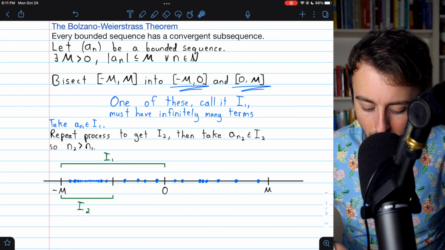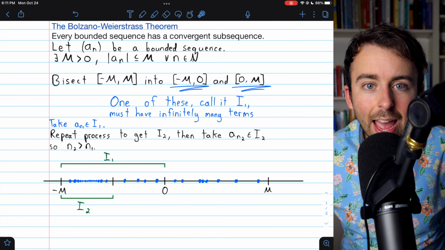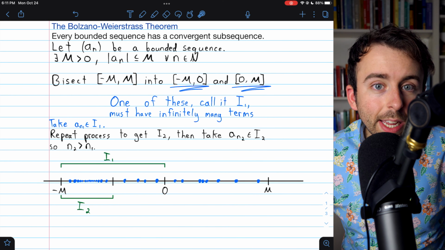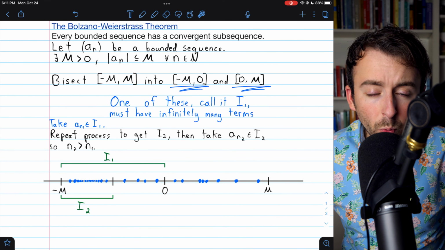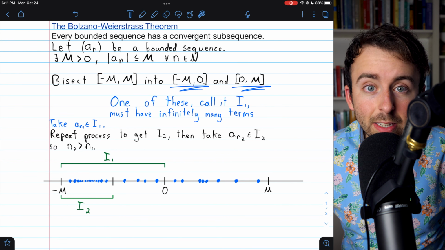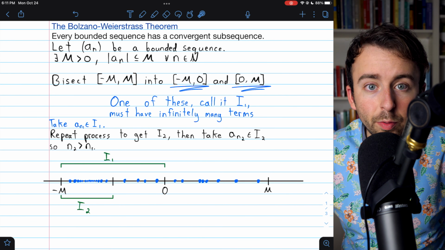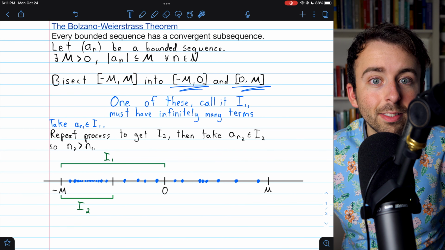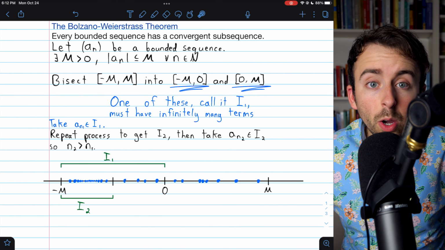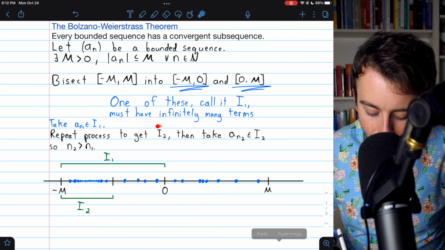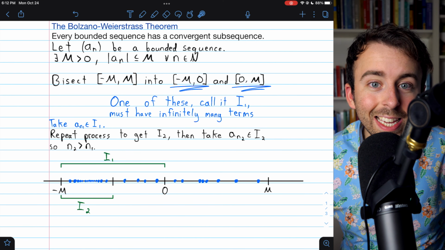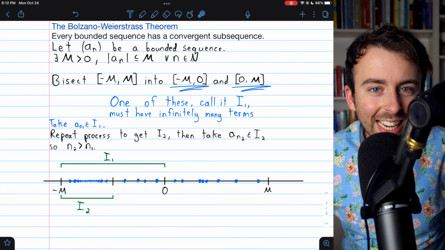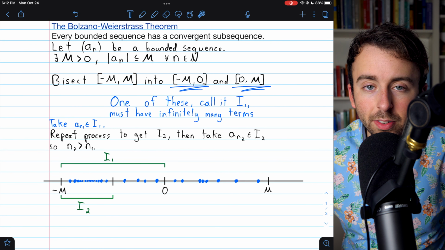Now we repeat this process of cutting an interval in half, starting with I_1. When we cut I_1 in half, again, at least one of those half intervals needs to contain infinitely many terms of the sequence, since the sequence is infinite. Whichever one it is, call that half I_2. That is going to be, again, a closed interval that contains infinitely many terms of our sequence.